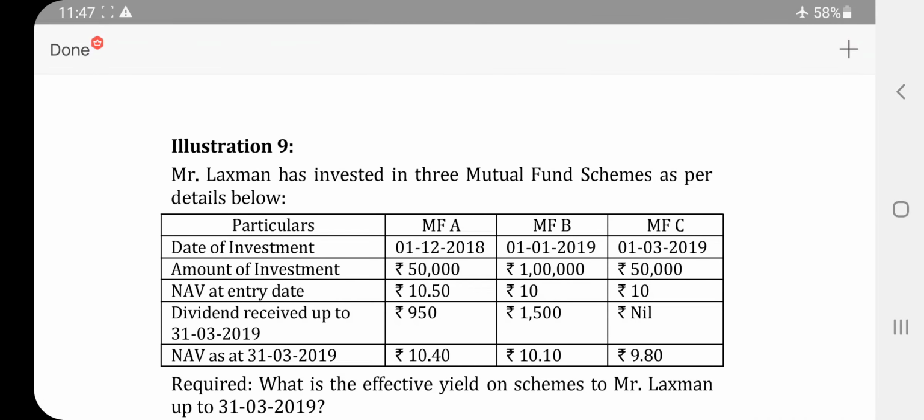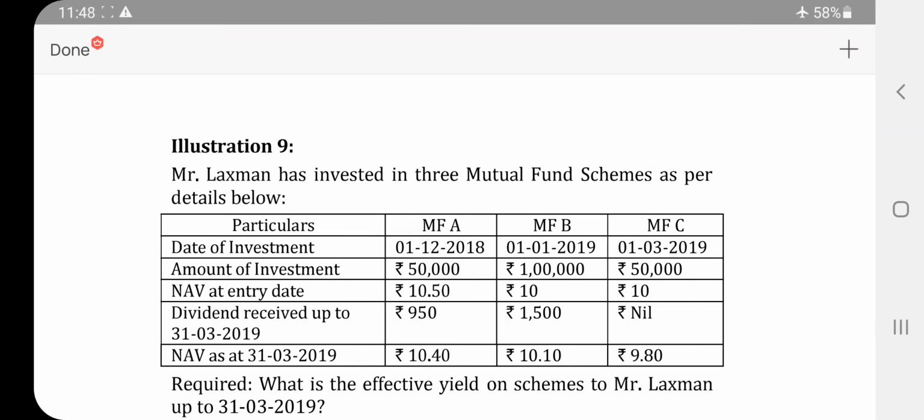Hi everyone. So we will discuss some practical problems on mutual fund schemes. Here there is a problem. Mr. Lakshman has invested in 3 mutual fund schemes as per details below. So he is an investor, Mr. Lakshman. He has invested in 3 mutual fund schemes. That information is given in the table.